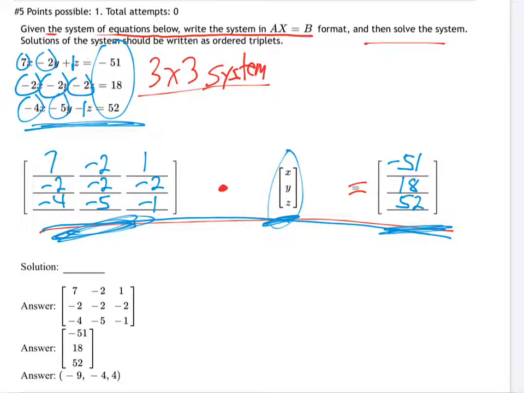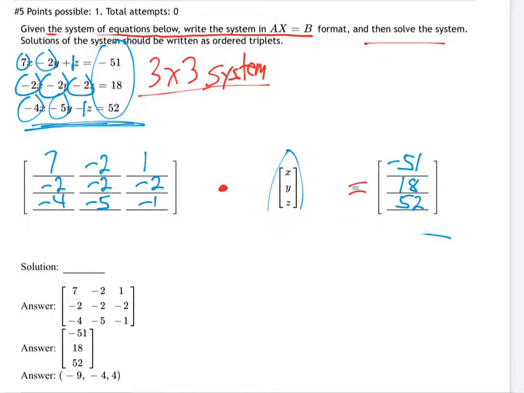Now, why can we do that? Well, that's actually true. Think about what we've learned about matrix multiplication. If I was to multiply, just forget about this right side for a minute. What if I was just to multiply these two? What would I get? Remember how to multiply? What we learned about multiplying matrices?